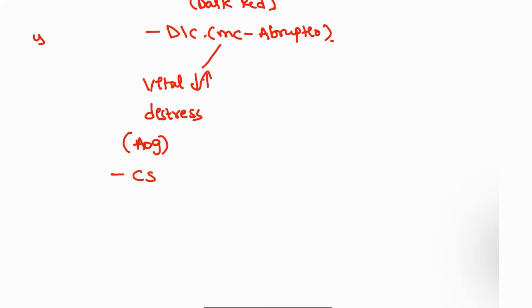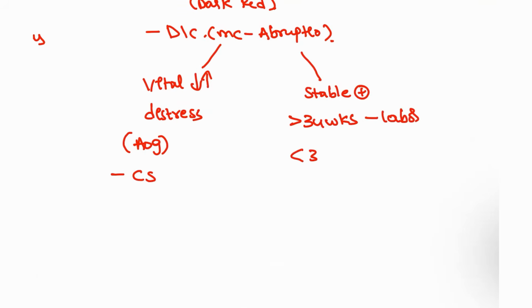Okay, but if the vitals are stable and fetal distress is not seen, then if it is more than 34 weeks, you can go for the labor. Normal induction of labor should be done. And if it is less than 34 weeks, then expectant management is prompted. Expectant management will be proceeded for this patient.